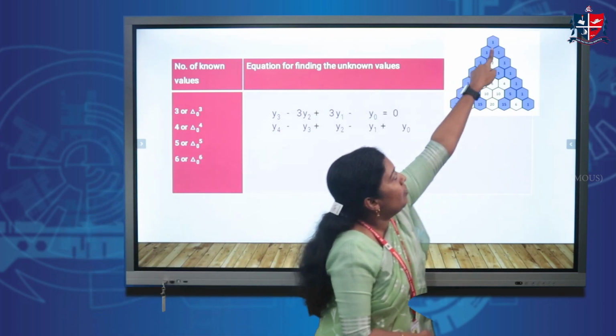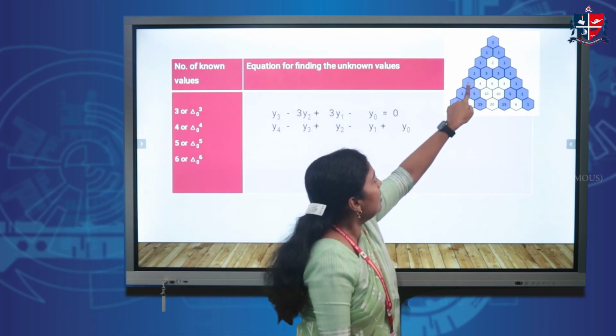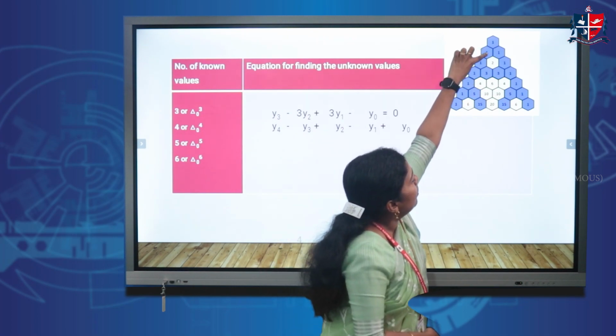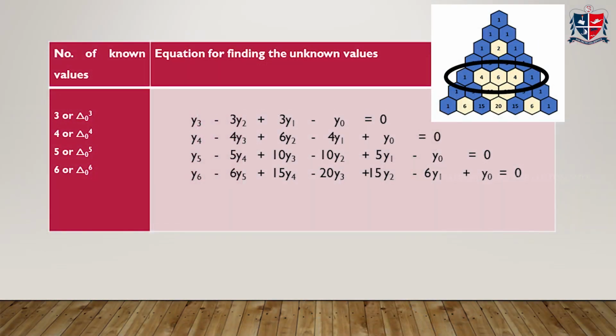Here the one is given at first, so you can check the fifth line. For the one non-value you have to take the 1 and 1. If it is 2 non-values you have to take 1, 2, 1. If it is 3 non-values you can take the 1, 3, 3, 1. If it is 4 non-values, then y4, y3, y2, y1, y0.